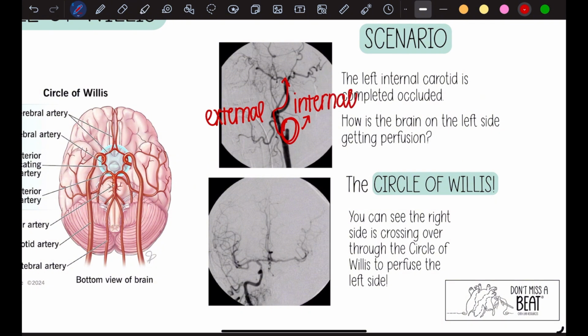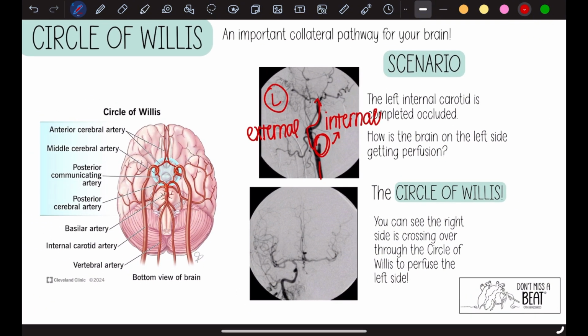So how is the brain on the left side? This is the left common, left internal, left external. How is the left side of the brain getting perfusion? Like this, otherwise this patient would have severe deficits, right? That would be the circle of Willis.